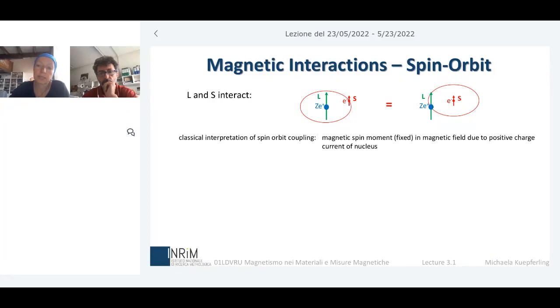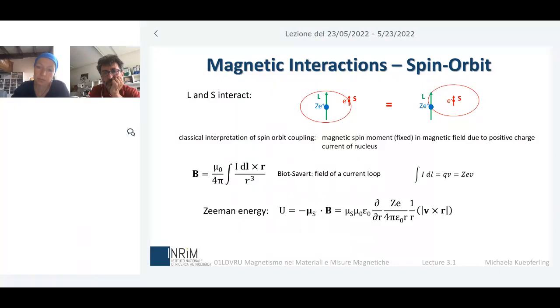And this we can now calculate classically. So we give a classical interpretation to this interaction between orbital magnetic moment and spin magnetic moment, very often called spin-orbit coupling. So how to do that? Let's calculate by using Biot-Savart the field of a current loop. Now we have a positive current loop, the current loop of our nucleus spinning around the electron. You can do this calculation of the magnetic field very easily. Now our magnetic moment is coming only from the spin of this electron, and you can calculate the Zeeman energy in this way. And you find here, of course, the derivative of the Coulomb potential.